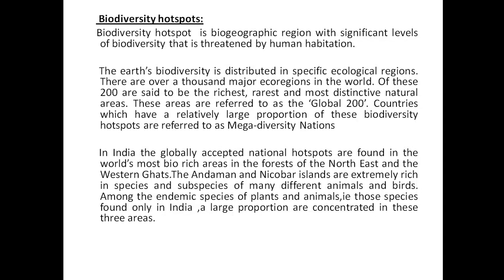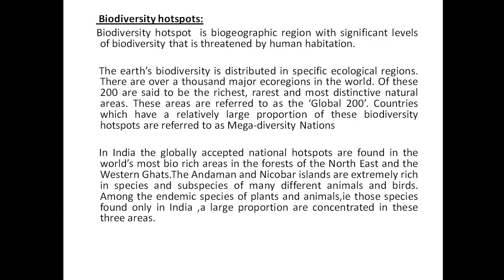Therefore, hotspot means a biogeographic region in the world with a large amount of animal and plant diversity. The Earth's biodiversity is distributed in specific ecological regions, and there are over 1,000 major ecoregions in the world. Out of these, 200 are said to be the richest, rarest, and most distinctive natural areas, which is referred to as Global 200.